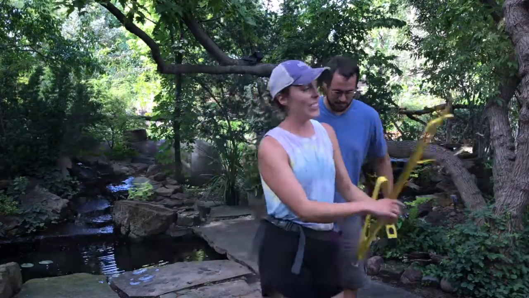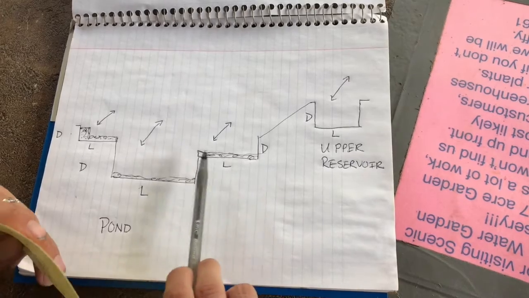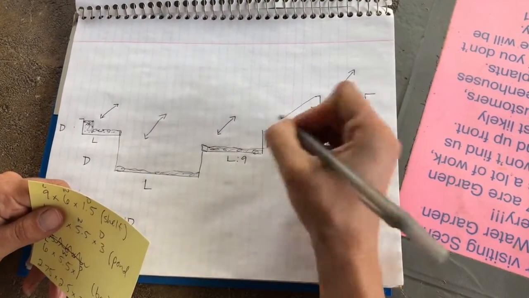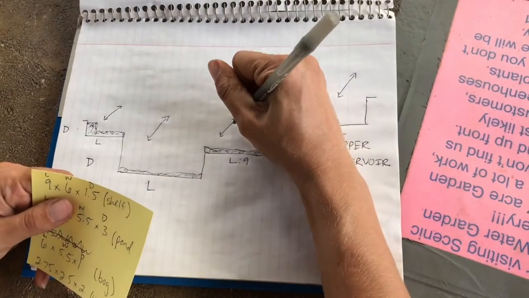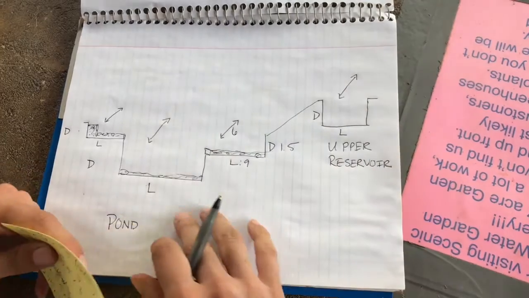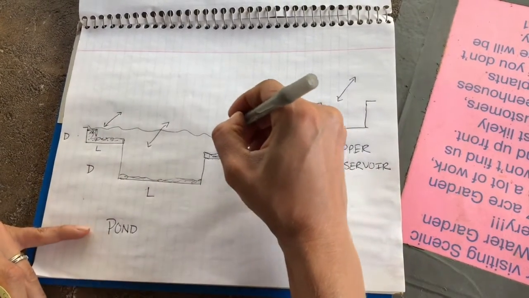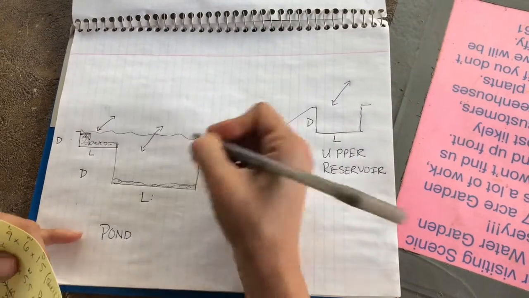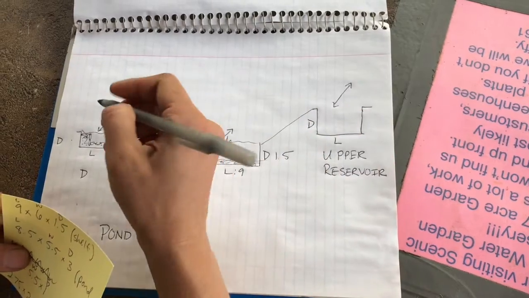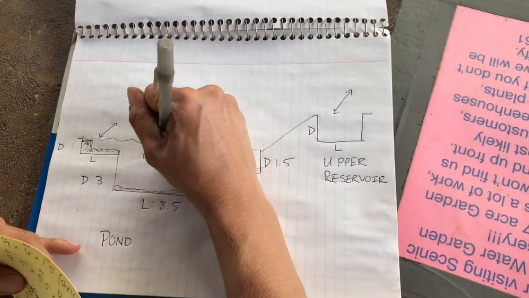So we're going to start with the little shallow end on the pond here. The length we had was 9 feet, the width was 6 feet, and the depth was 1.5. Then on this area, which goes all the way up, the length was 8.5, the depth was 3 feet, and the width was 5.5.